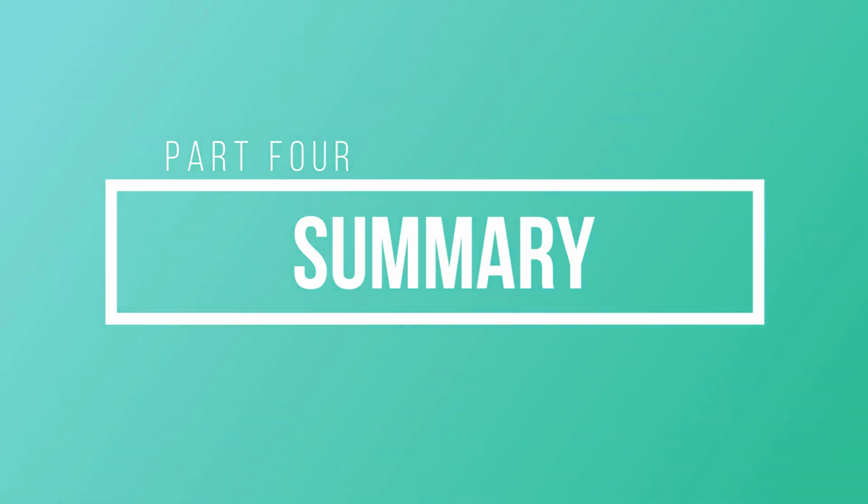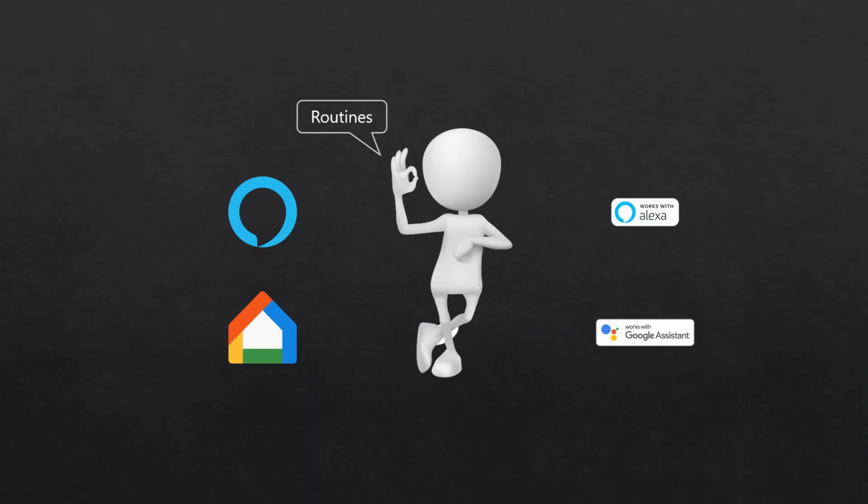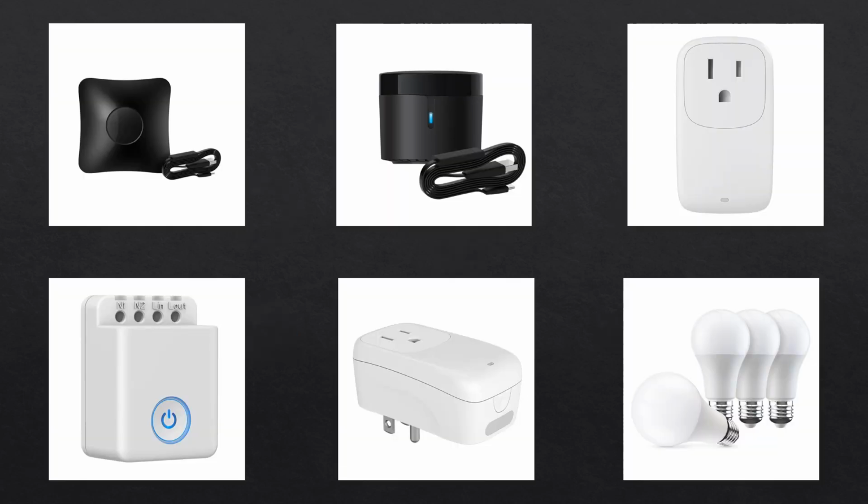Part 4. Summary. Let's have a summary. Both Alexa and Google Home offer routines feature for users and support all works with smart home products. Alexa gives you more flexibility and options in routines, while Google only allows you to use voice trigger and you need to have its speaker. But we believe Google is improving, and let's see what they will bring us in the future.